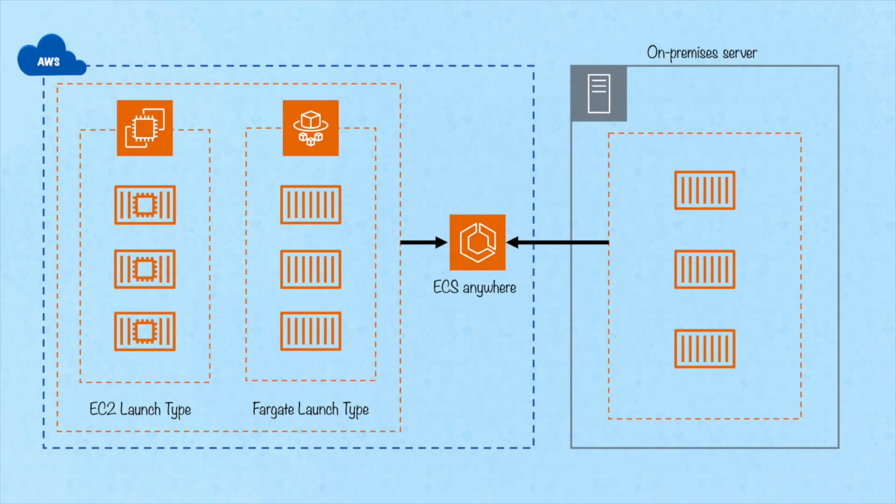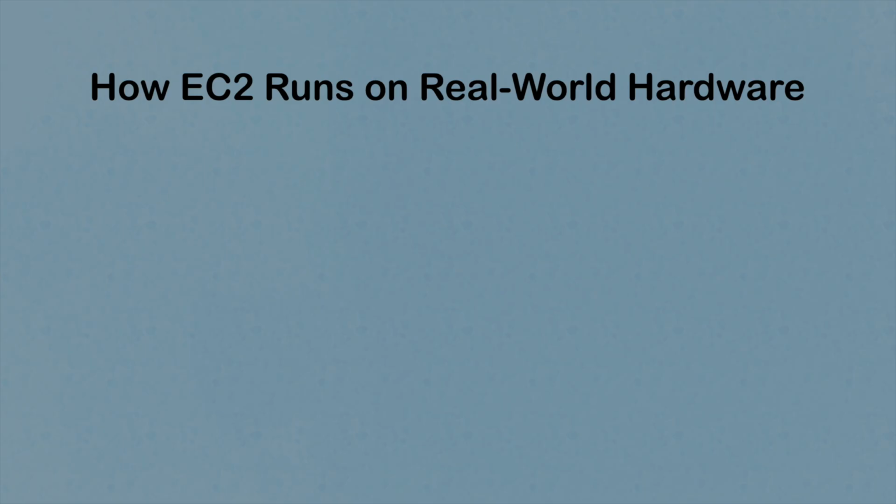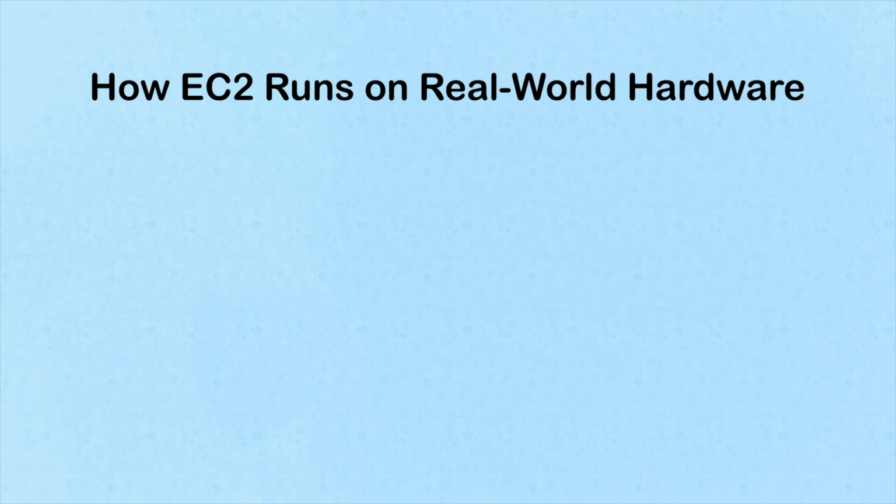With Amazon ECS Anywhere, you're no longer limited to running containers just on AWS. It allows you to register external instances, like on-premises servers or virtual machines, directly to your ECS cluster. This means you can manage and scale your containerized applications seamlessly, whether they are in the cloud, on-premises, or a hybrid environment. Now, let's dive into how an EC2 instance runs on real-world hardware to give you a clear picture of what's happening behind the scenes.